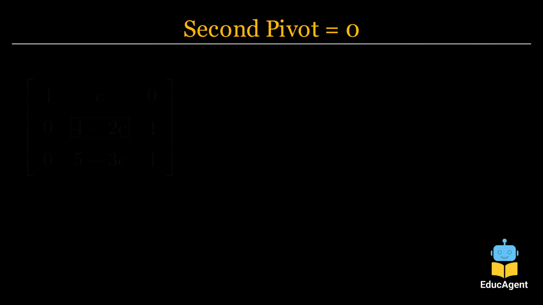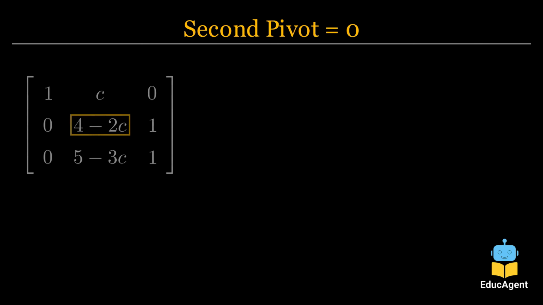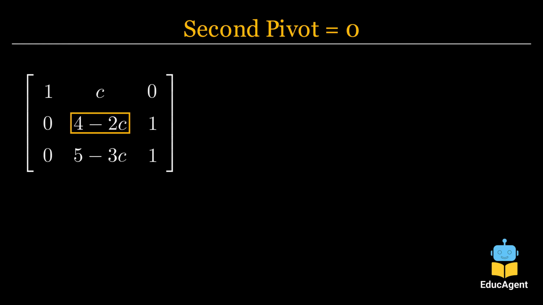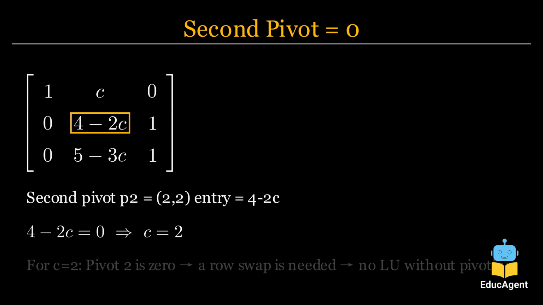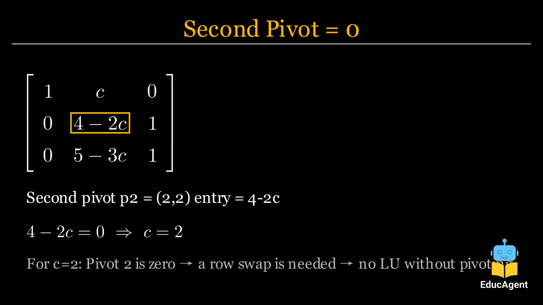Without any row exchanges, the second pivot is exactly P2 equals 4 minus 2C. Setting the second pivot to 0 gives C equals 2. So at C equals 2, elimination hits a 0 pivot in the second step, which blocks an LU factorization if we refuse to swap rows.